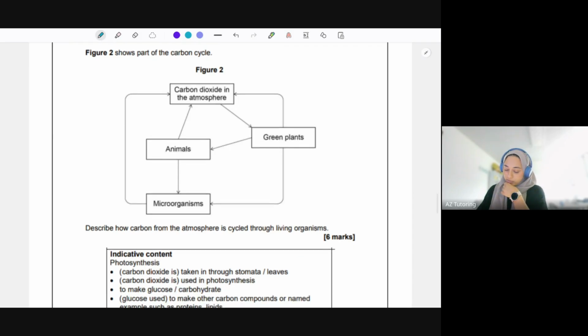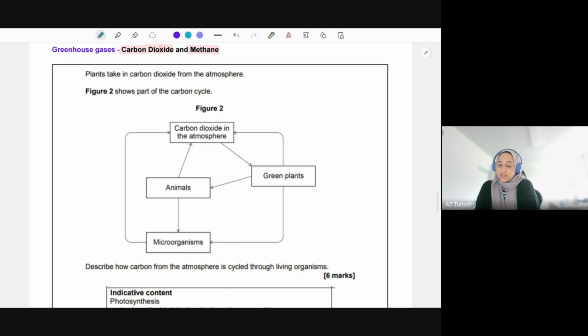So this is another 6-mark question I pulled. Plants take in carbon dioxide from the atmosphere. The reason why plants take in carbon dioxide from the atmosphere is photosynthesis. So keep that in mind. Figure 2 shows part of the carbon cycle. So the arrows are just showing where it's going. So we can see carbon dioxide in the atmosphere. It's coming from the animals, because what do animals do? Animals do respiration.